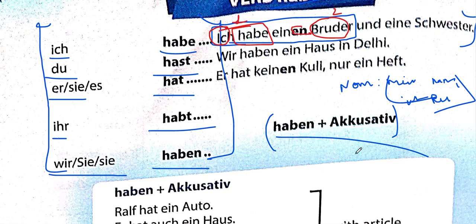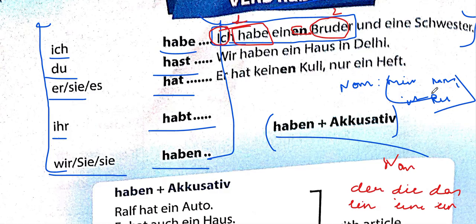Because as we have discussed, in accusative and nominative, I'll draw the tables again. Nominative is: der, die, das, which becomes ein, eine, ein. But accusative is: den, die, das, which becomes einen, eine, ein. One difference, that is only in the masculine part.